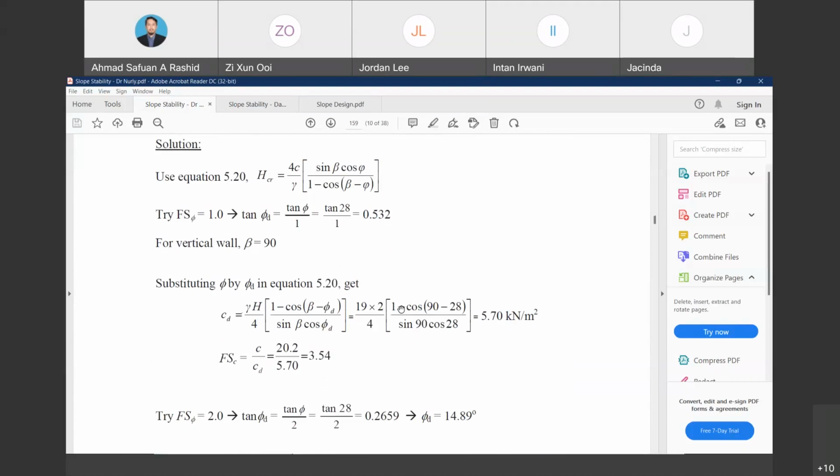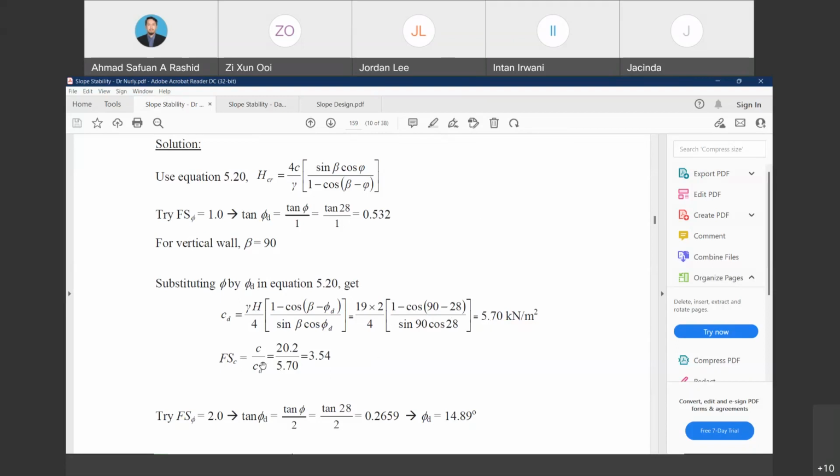Okay. 1 minus cos beta, where beta is 90 because it is a vertical cut, minus 28. 28 is the phi value, based on FS phi equal to 1. So then over sine 90 cos 28, then we obtain 5.7 for the CD.